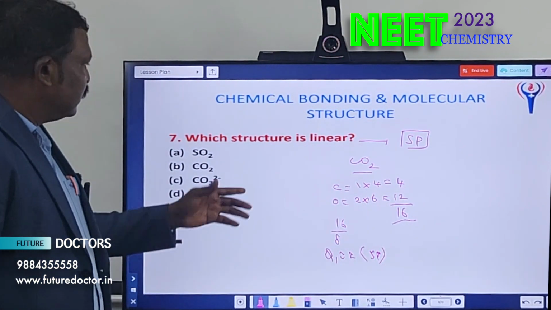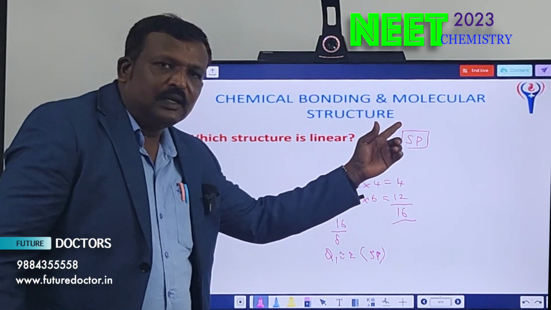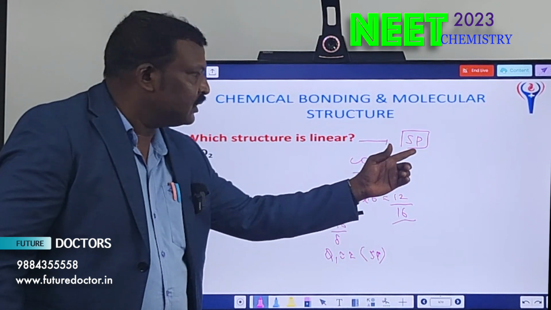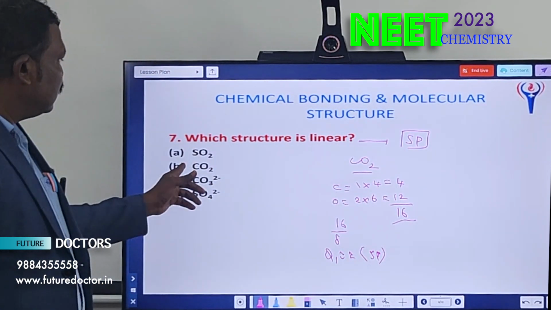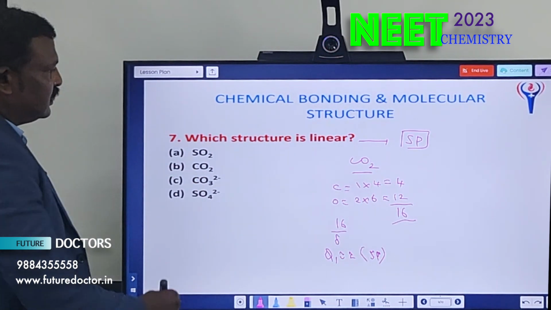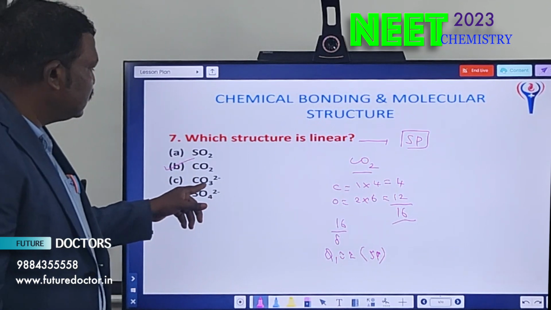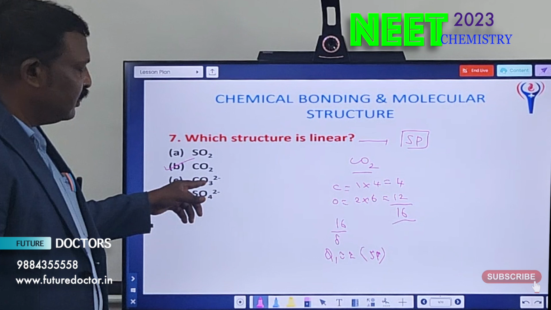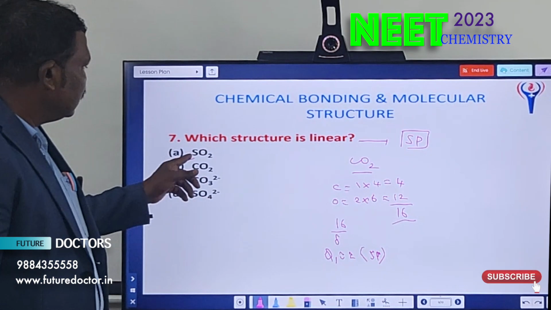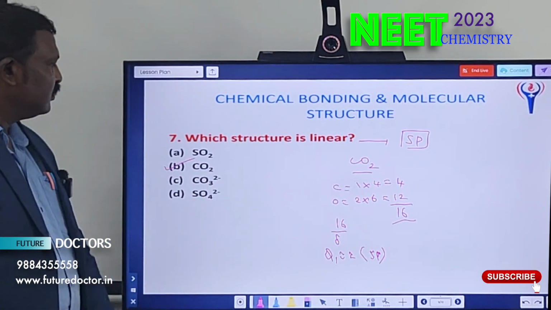The molecule is linear means the molecule should get sp hybridization. Then only it's called linear. Are you following? So among these, the answer is CO2. If you find the others, they will all get sp3 hybridization, so tetrahedral. If we get sp hybridization, that's CO2, which is the answer.